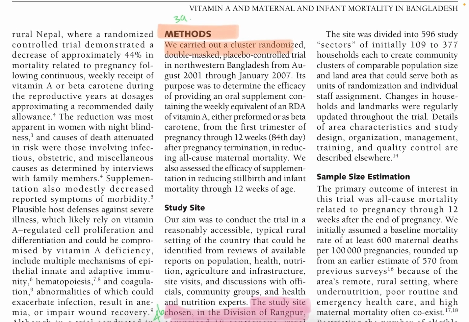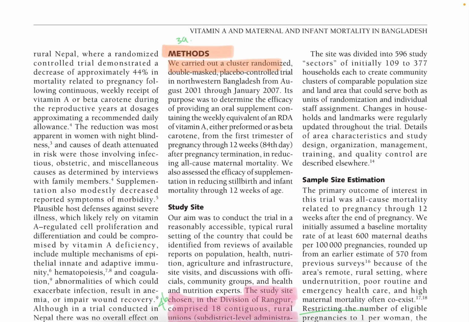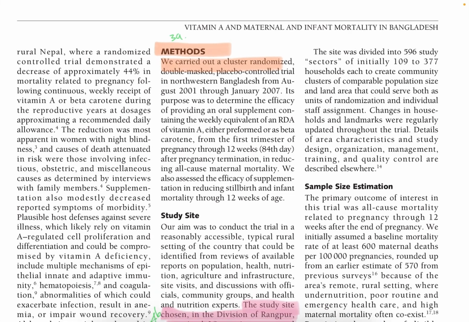It is the 3A point, which means description of trial design such as parallel, factorial, including allocation ratio. So this is 3A. We found cluster randomized, double masked.